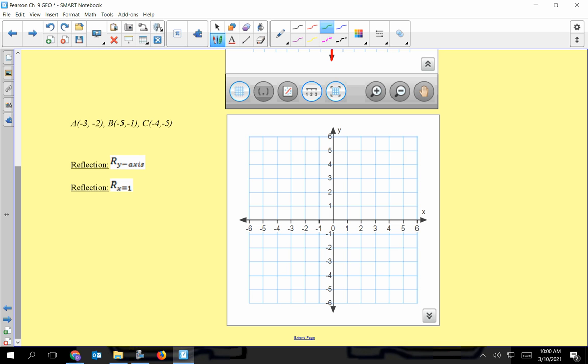If you do this on your own, you can hit pause, go ahead and do it, and then hit play, and I'll have the solution up. All right, so plotting the points, see if I can do this better than I did last time. Here and here. So this is A, B, and C.